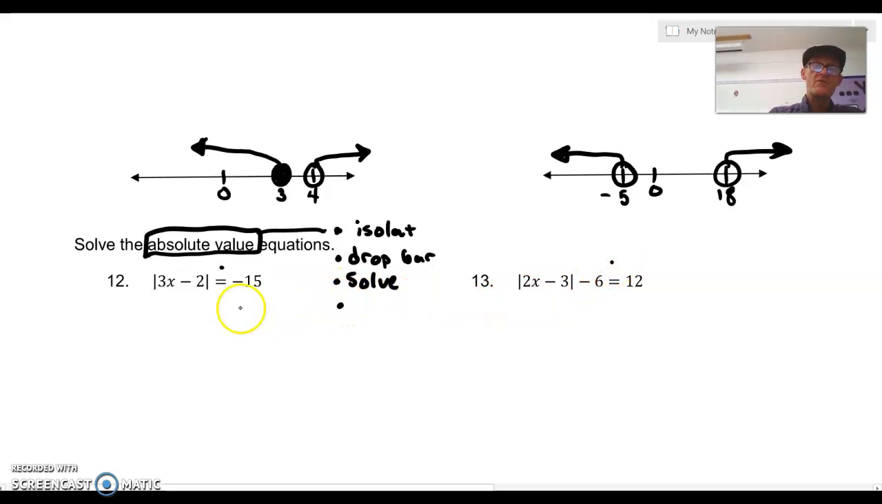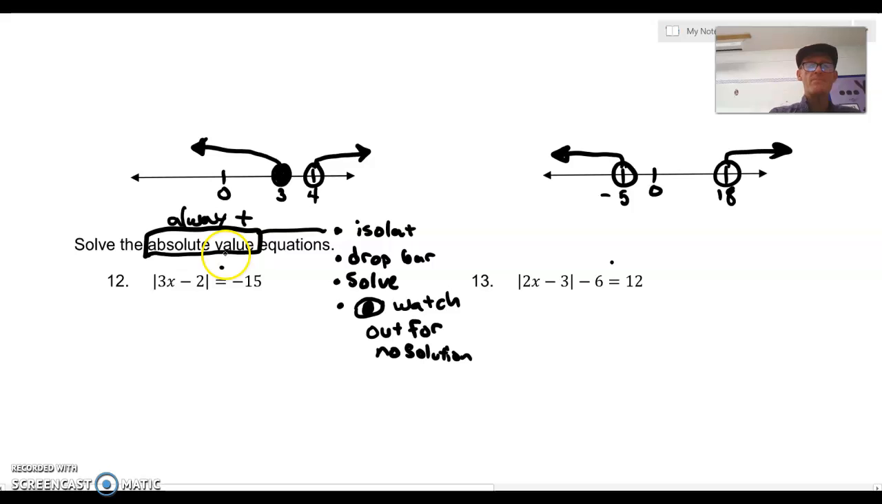So, oh, I know, the first one's no solutions. You're going to watch out for no solution. The absolute value of a number is always positive. Okay? So it's always positive. This one, the absolute value of some number, depending on what x is, is negative. So this one's no solution.